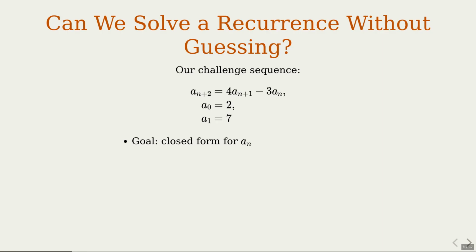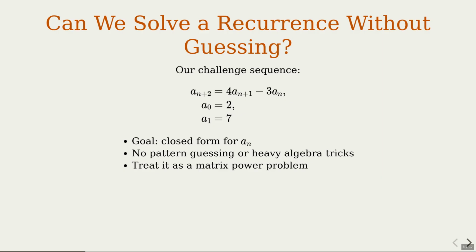Our goal is to get a direct expression for a_n, so we can jump to any term without computing all the earlier ones. Instead of pattern hunting or clever algebra guesses, we want a systematic method that works for many recurrences. So somehow this number sequence is going to turn into taking a matrix to a power. Exactly. We will package the recurrence as one linear transformation that we apply over and over. To do that, we first need a smart way to group the sequence values into a vector, a state that the matrix can act on.